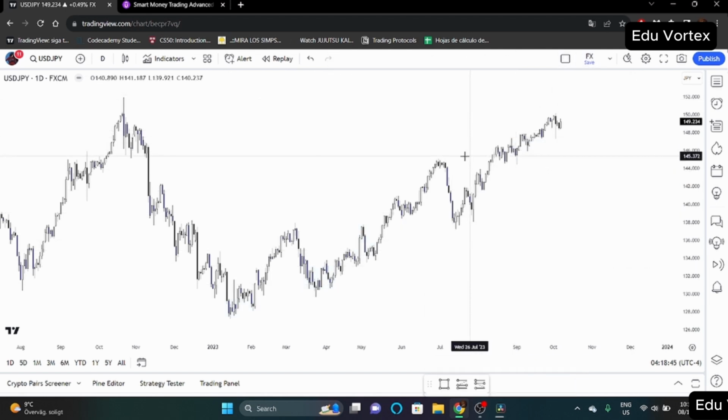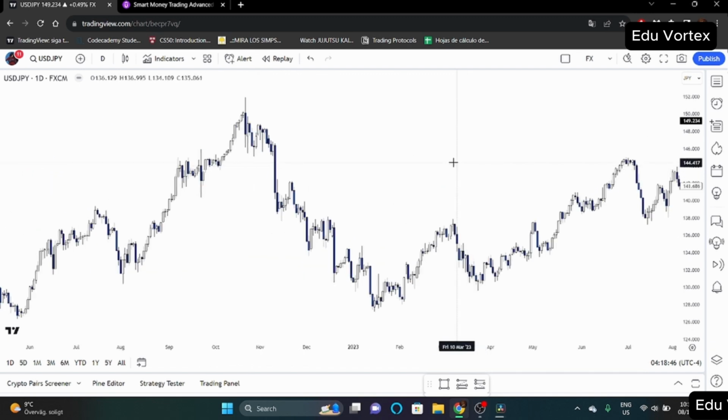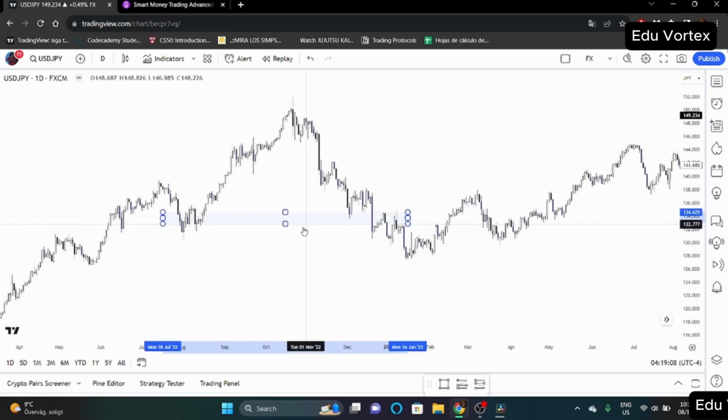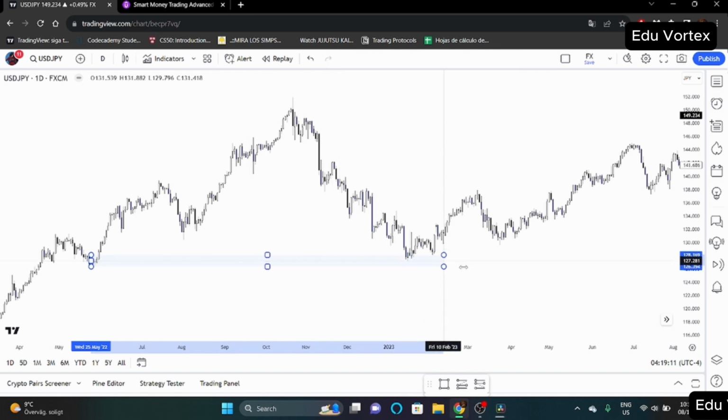But note something about this. Can you see here some pattern? The same places where price accumulated at, it's the same places it's going to try to accumulate at as well. It accumulated here, it starts accumulating there over again. It accumulated here, it accumulates over here again. It accumulated here, it accumulates over here again.